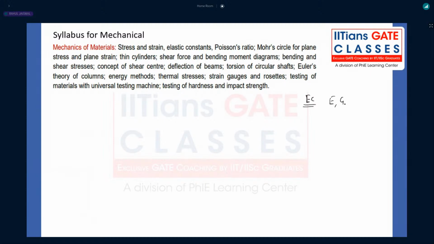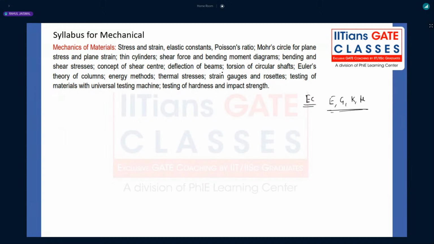E, G, K, mu. One of the elastic constants is the Poisson ratio. And then we'll have Mohr circle for the plane stress and plane strain conditions, that is the graphical representation of the stresses. Thin cylinder, then shear force and bending moment diagrams, then the bending and shear stresses. Then we have the concept of shear center, that was introduced recently, in 2021.